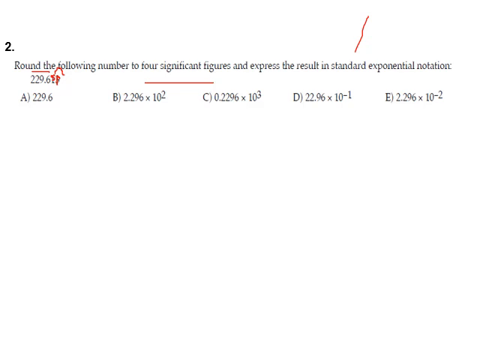Every time you move the decimal place over 1 place to the left, you're multiplying it by 10 to the 1 power, or times 10. So because you did it twice, you're multiplying it by 10 to the second. You're going to have 2.296 times 10 to the 2 power. 2.296 times 10 to the 2, which is going to be this answer choice right here.